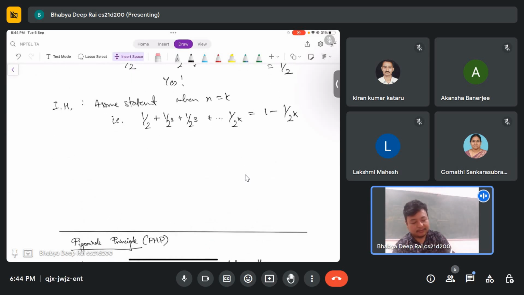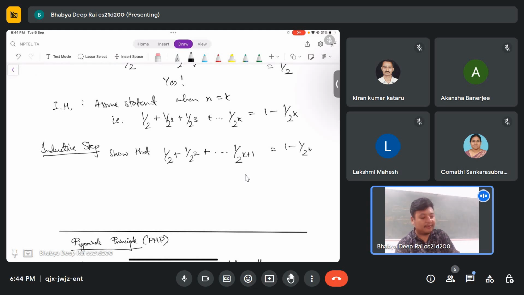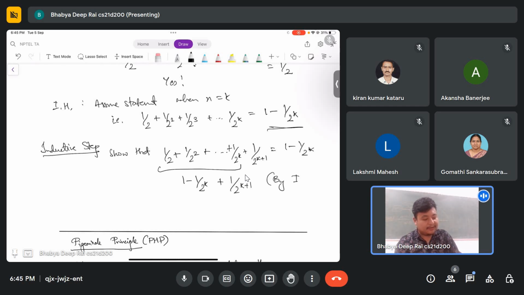Okay, next is the inductive step. Show that 1 by 2 plus 1 by 2 squared plus so on until 1 by 2 to the k plus 1 by 2 to the k plus 1 equals 1 minus 1 by 2 to the k plus 1. But by the inductive hypothesis, we already know that the first k terms is nothing but 1 minus 1 by 2 to the power k. So this is 1 minus 1 by 2 to the k, plus 1 by 2 to the k plus 1. This is by IH, the inductive hypothesis.